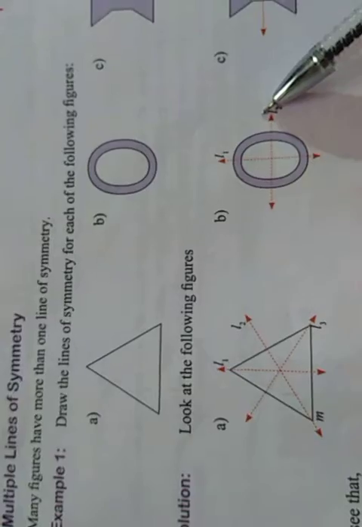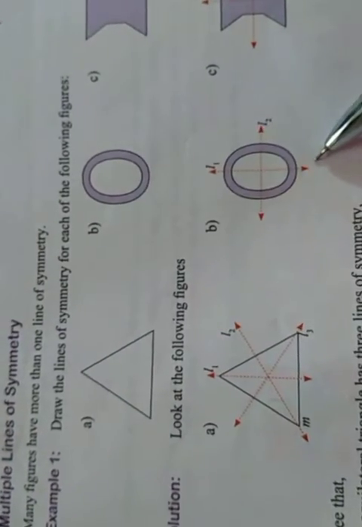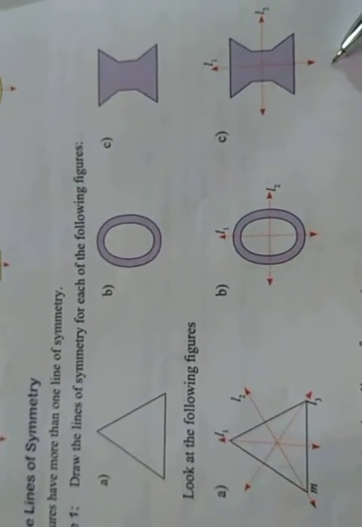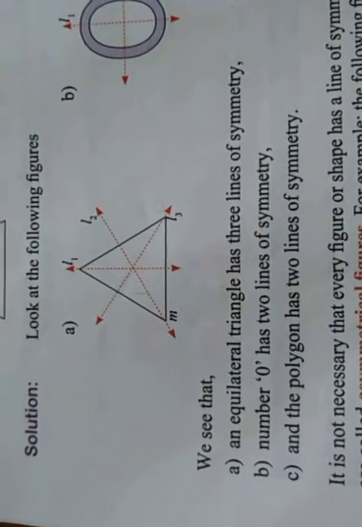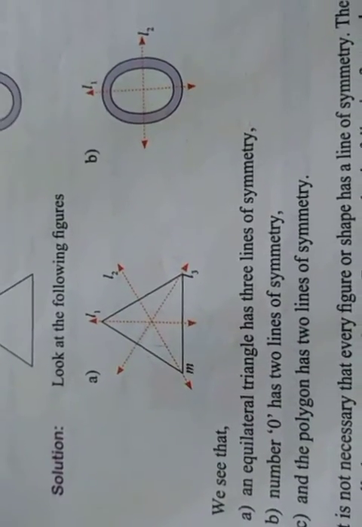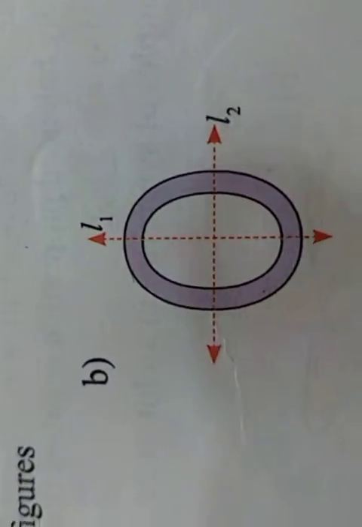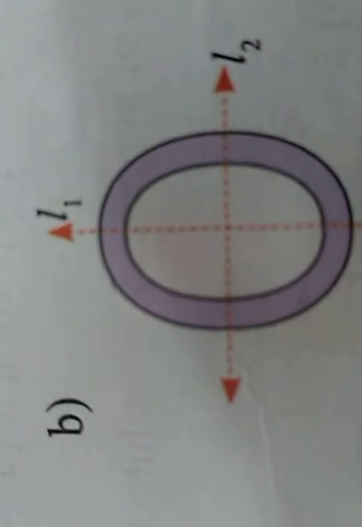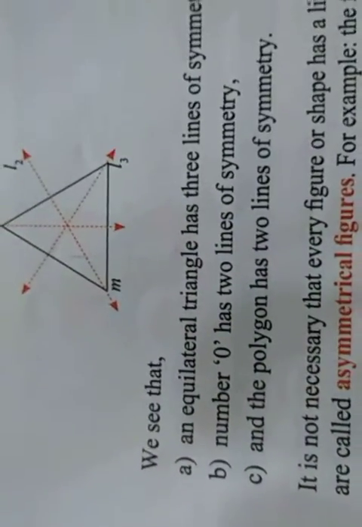And this is 0. 0 has a horizontal as well as vertical line of symmetry, and this figure also has horizontal as well as vertical lines of symmetry. So we see that an equilateral triangle has three lines of symmetry. Number 0 has two lines of symmetry. This 0 has two lines of symmetry, and the polygon has two lines of symmetry.